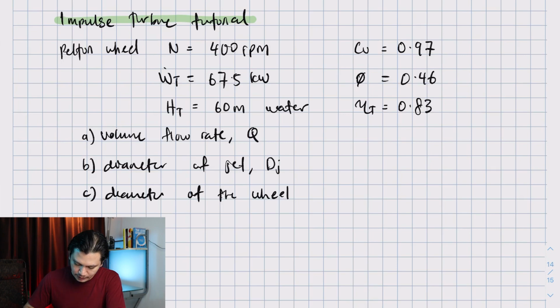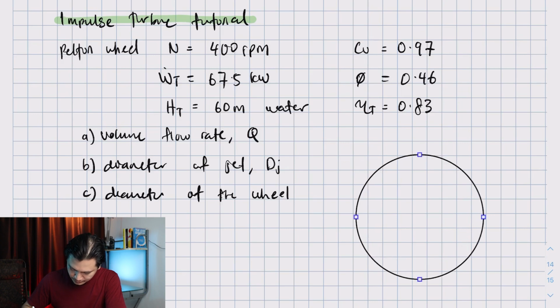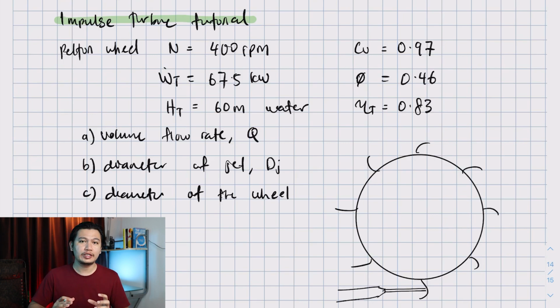If I draw the Pelton wheel here, you have a few buckets around the wheel, and let's say that the nozzle is here. This is the nozzle that shoots water into the bucket. If I take the distance from the center of the wheel rotation, this is called R, the radius of the wheel. So 2 times R is the diameter of the wheel, which is question C. Basically what question C is looking for is 2 times R.